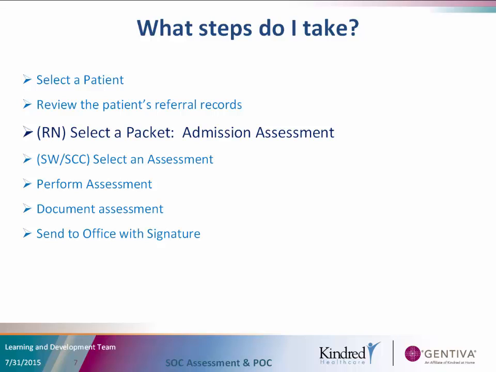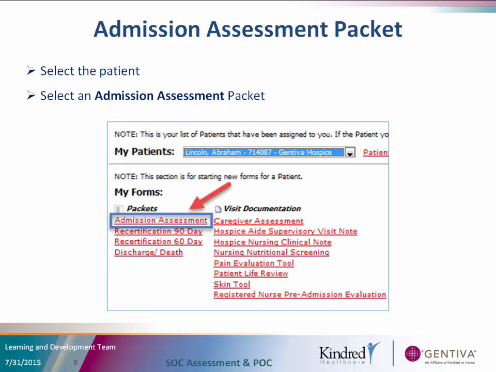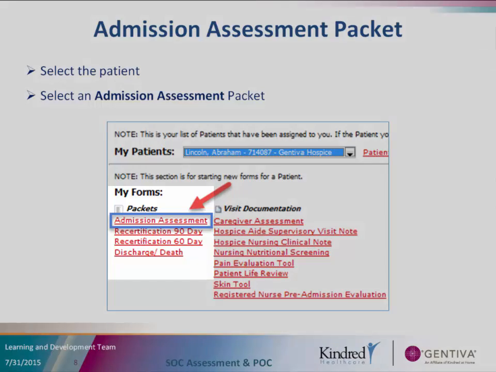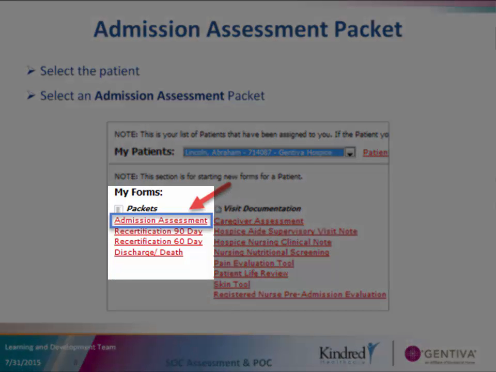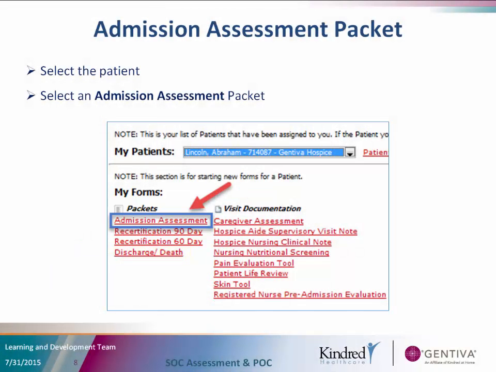After the patient has been selected and the face sheet has been reviewed, we are ready to begin with our assessment steps. Let's review those for each discipline. The RN will work with and select the admission packet from My Forms menu. Notice there are several types of packets: an admission assessment packet, a research packet for 60 and 90 days, and a discharge packet. Since we are doing an admission visit, we would select the admission assessment packet to find the necessary forms.